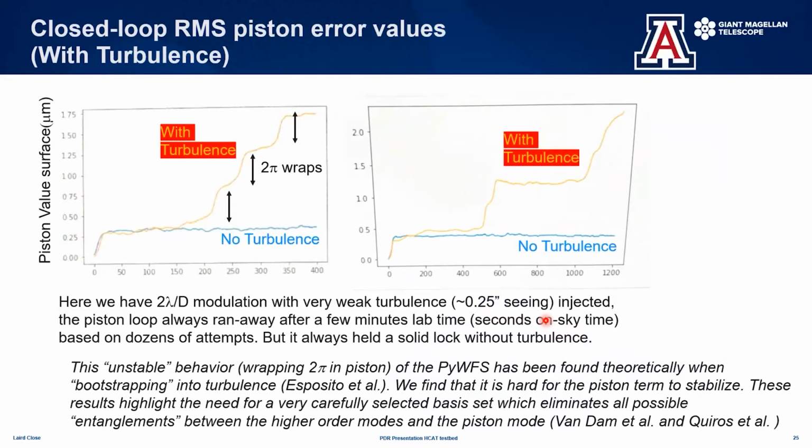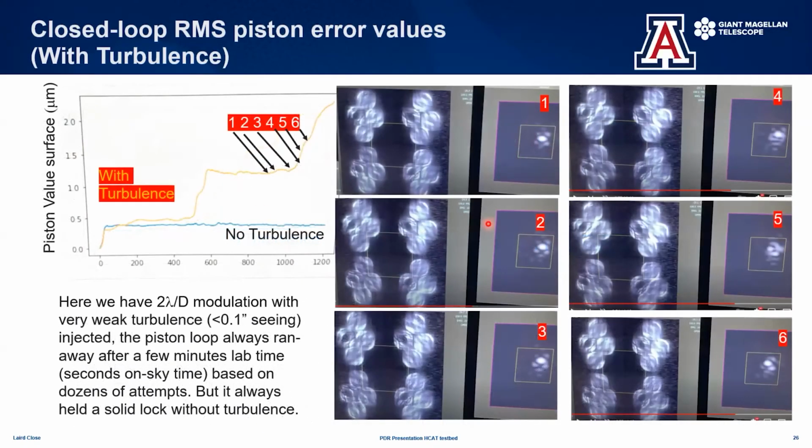However, when we actually imposed turbulence with the tweeter by running a turbulent phase screen over the tweeter, we noticed the behavior of the wavefront sensor was much more difficult to control. It would be stable for a small amount of time and then would start to run away and wrap by 2 pi. And here you can see it. We did several different experiments in low turbulence. Here's another low turbulence experiment, and you can see it's starting to run away.